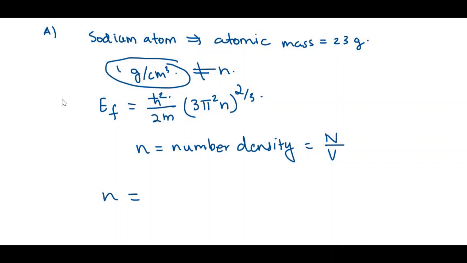This is a formula to find this one. 1 gram per centimeter cube divided by given mass, or density divided by atomic mass, that is 23 gram. Okay, so it gives number of moles. So multiply this with Avogadro number 6.02 × 10^23, which gives number of atoms per centimeter cube.